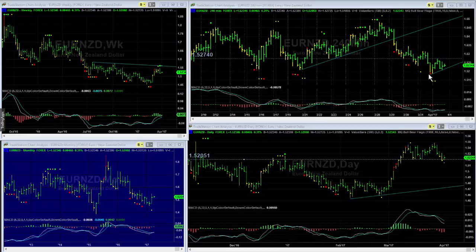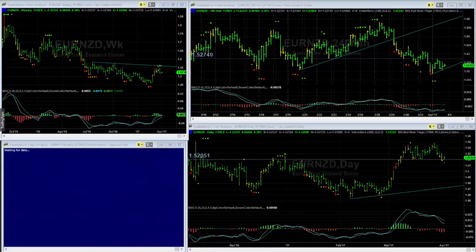With the Euro Kiwi, we've already drawn in that line here. You can see we broke this support from a couple of weeks ago, and we've gone up quite a bit here. So let's see if we can make the move back down towards this trend line, and we'll keep an eye on that one.